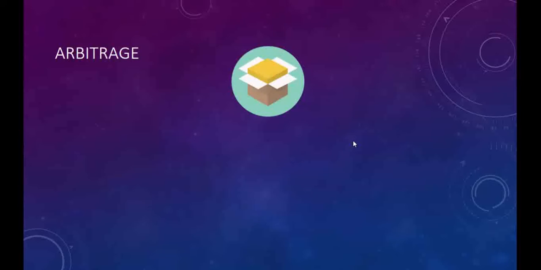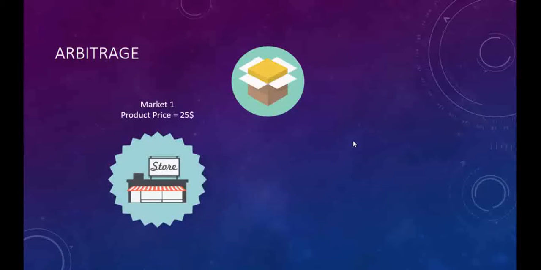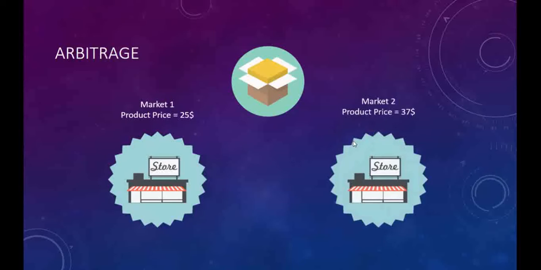Arbitrage. So we have a product, let's say an iPhone or a Samsung phone or anything like that, it doesn't matter. We have a product that is sold in two marketplaces, market one at $25 and market two at $37. What is arbitrage? Arbitrage is practically buying the product from market one and selling it in market two. We are actually profiting from the different price points of the two markets, which will be our profit. Obviously, price of market 2 minus price of market 1, which is actually $12. That will be our profit.